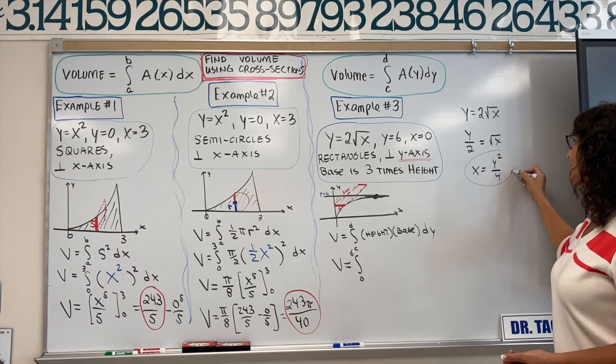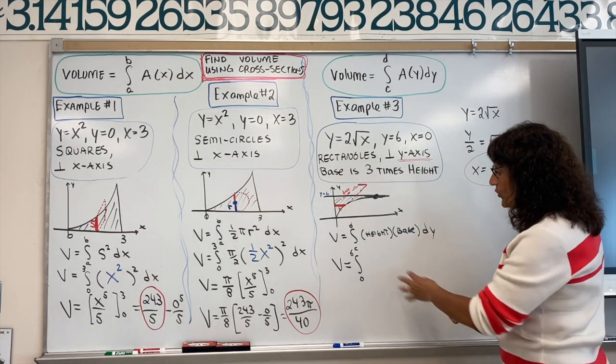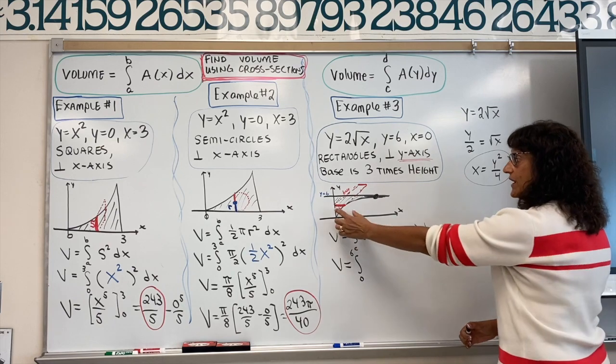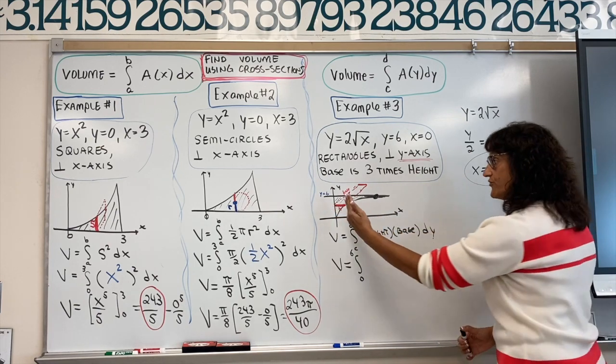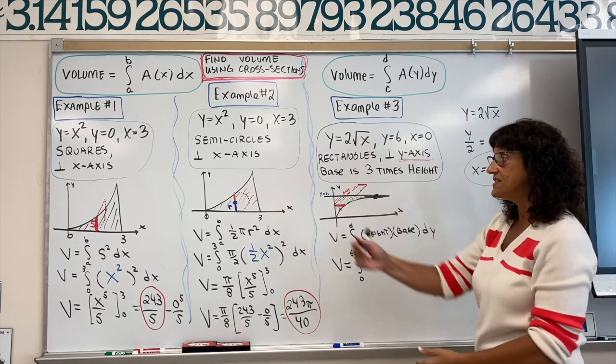Square both sides. Okay, this is what I need to use here. So now what are the dimensions? Height times the base. Well, what is my height? My height goes from 0 to the function, just as we did over there.